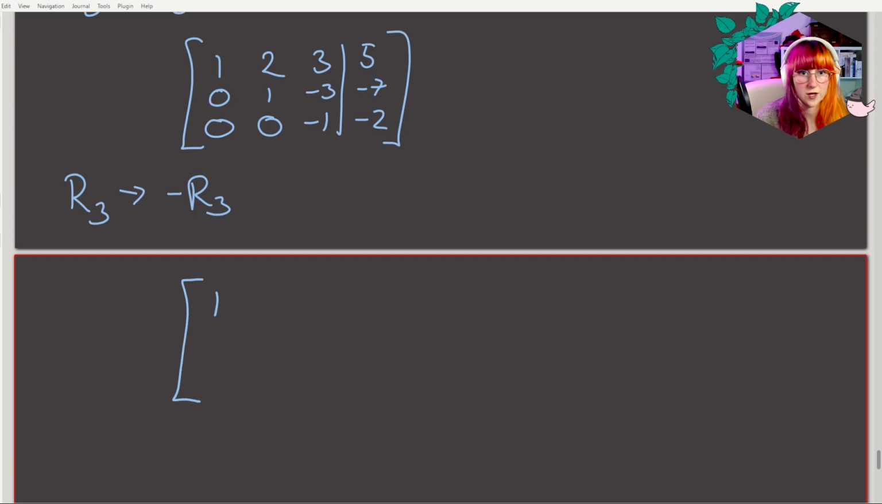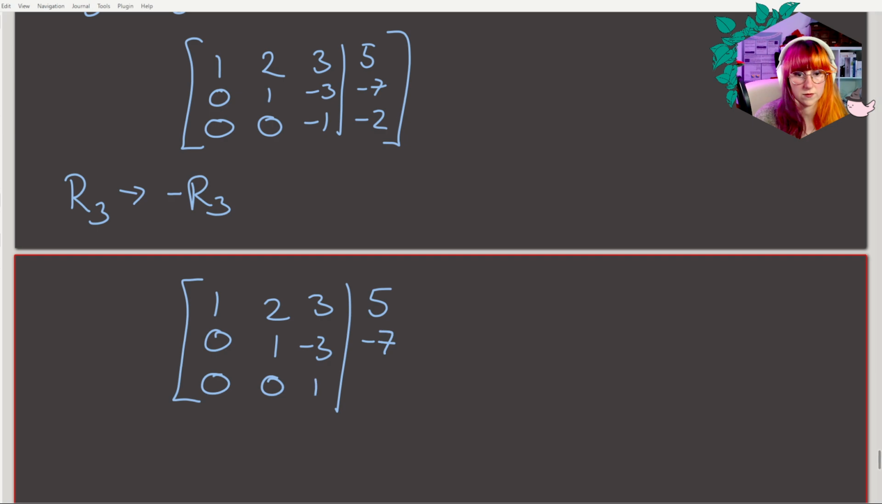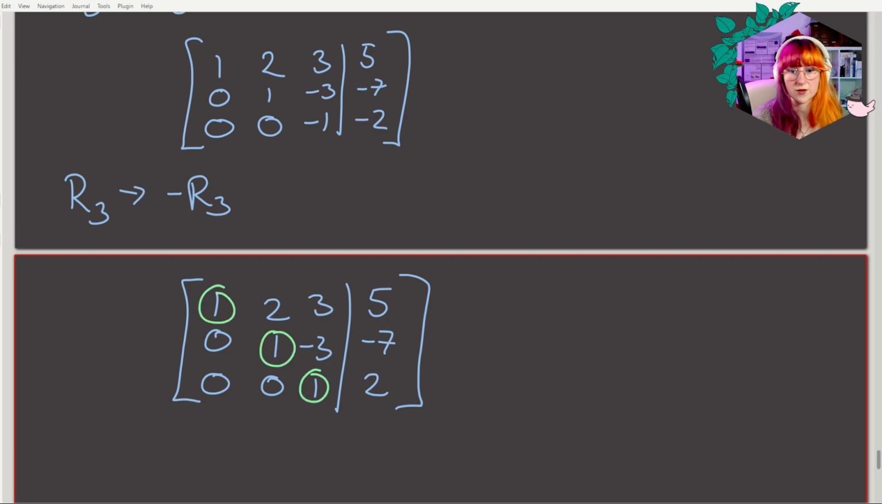And now we should have 1, 2, 3, again leaving alone the rows that we're not dealing with at the minute. 0, 0, 1, 2. So we multiply both of those by minus and they become positive, which is fantastic. So now we have our leading ones and everything to the left and to the bottom of them is zeros. So this is in row echelon form.